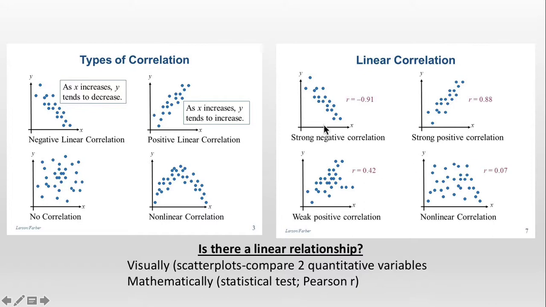And then you can see over here similarly, if we look at a strong negative correlation here, we have an R value of -0.91. And then here is a strong positive correlation, which is an R value of 0.88. And you can see what would be a weak correlation might be an R value of 0.42, or a nonlinear correlation right here.